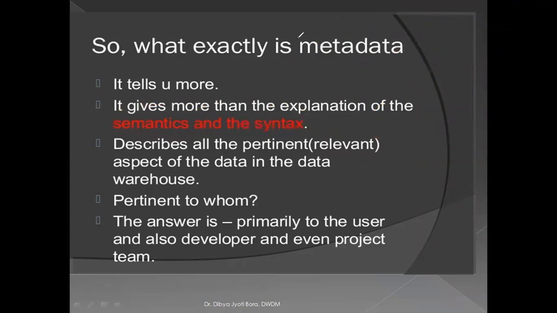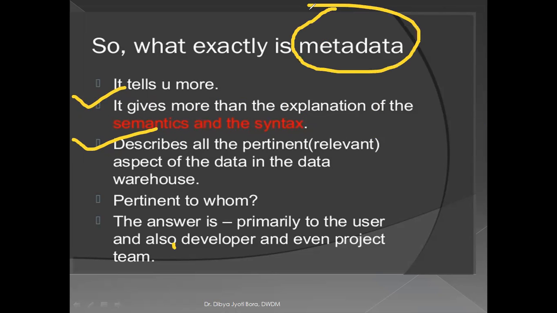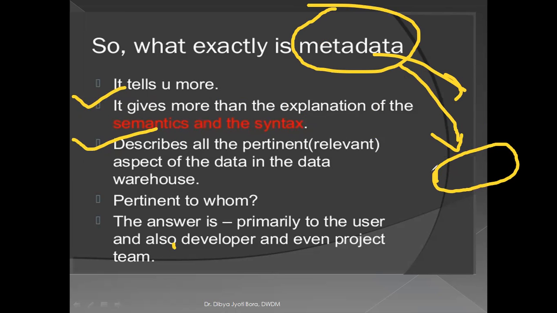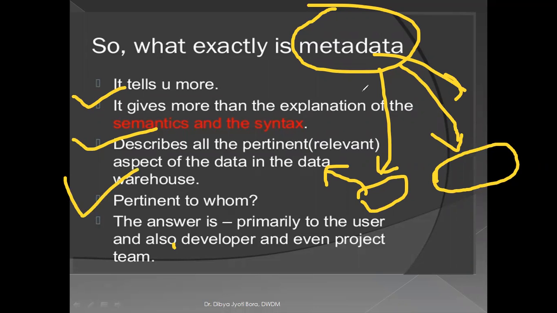Now, this metadata gives more than an explanation of the semantics and syntax. It describes all the pertinent aspects of the data in the data warehouse. And pertinent or relevant to whom? It is primarily to the user and also the developer and even the project team. So as a whole, what is metadata giving us? Information about other data. Now this information is not just reference; it is telling us about many things, including syntax and semantics information, right? Along with that, it also tells us about relevancy, meaning to whom this data is relevant, this information is also given by metadata, right? At least these things you have to know about metadata.